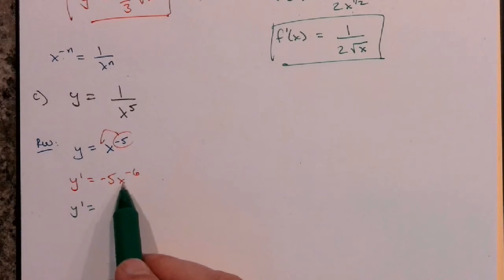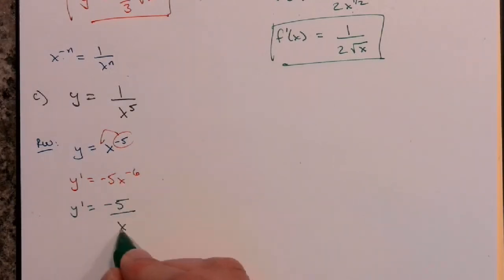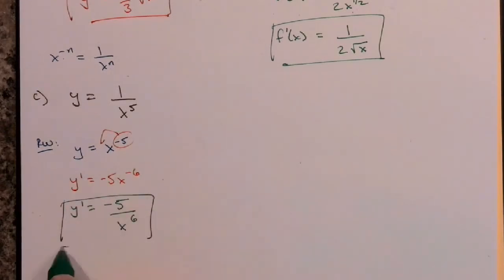The negative 6 is telling you to move the x to the denominator and make the power positive. So we have negative 5 over x to the positive 6. And that's a simplified form. If I say do not simplify, you can leave the first form. And maybe we'll look at one more like this.